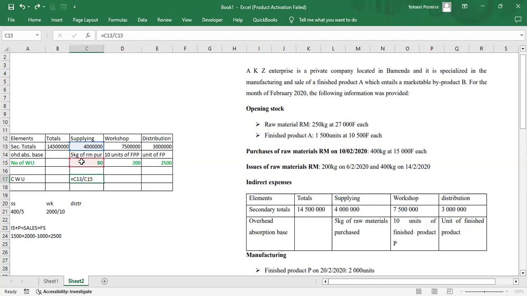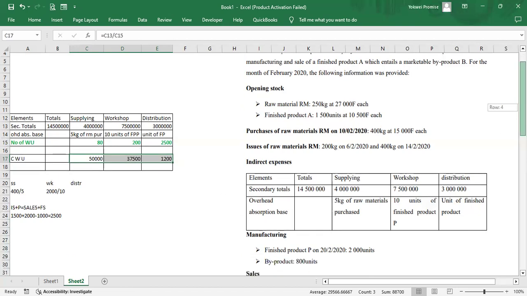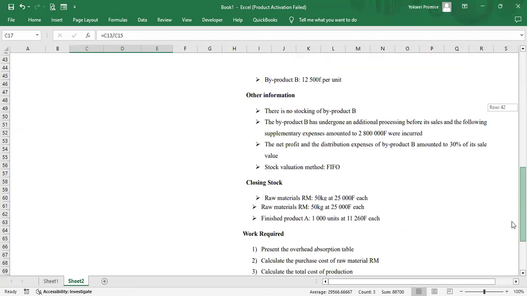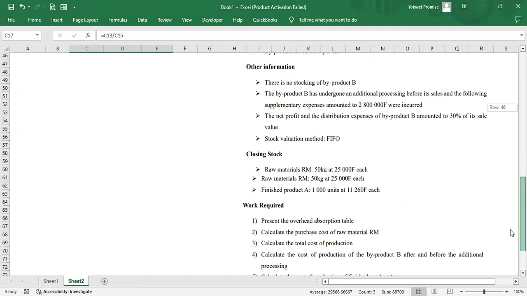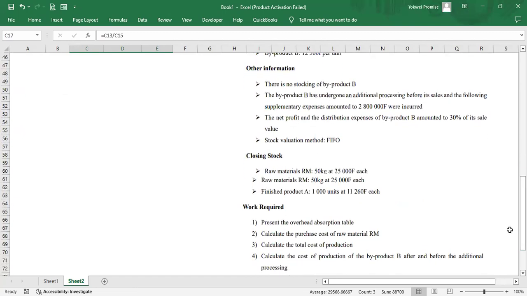Yes, sir. Then, our 50,000 for the first case. Let me just autofill for the others. So these are our answers. The cost of work unit. That was the A part of the question. They say present the overhead absorption table. Bam. We are good to go.